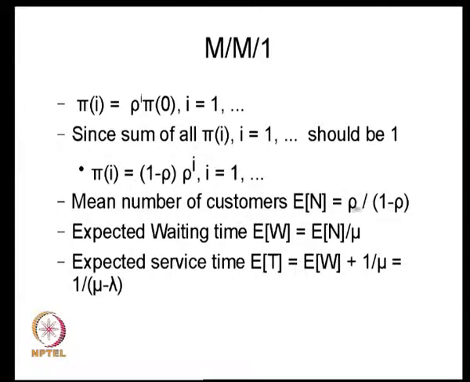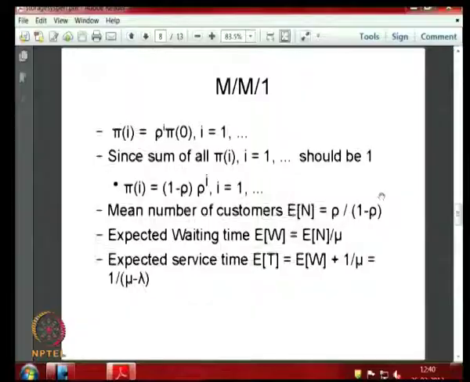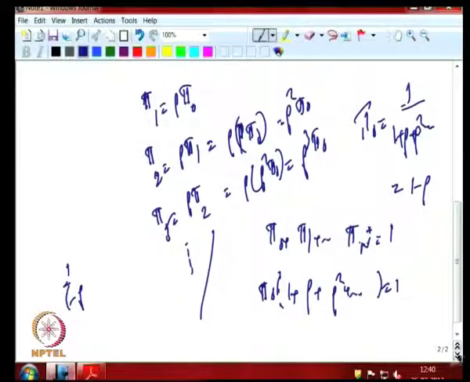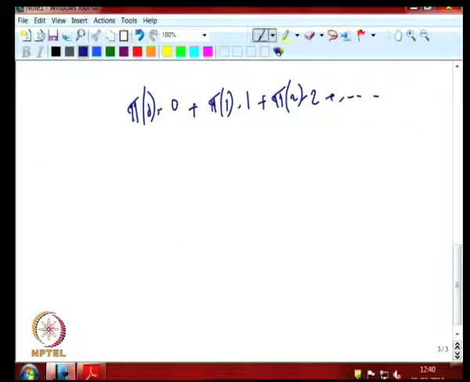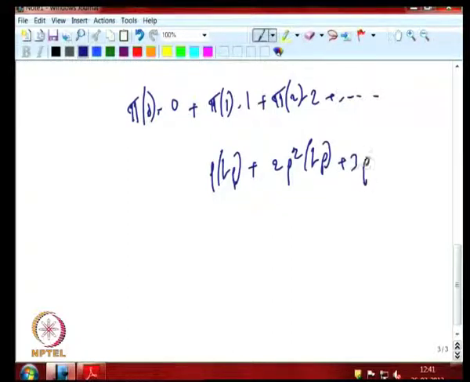And you can also compute the mean number of customers. How will you find the mean number of customers? Let us say the probability of 0 customers being there is pi of 0 multiplied by 0, plus the probability of only one customer is pi 1 multiplied by 1, pi of 2 into 2, etc. Pi 0 into 0 is 0, that's gone, and pi 1 is rho times pi 0, so it is rho into 1 minus rho plus 2 into rho square 1 minus rho, 3 rho cube 1 minus rho, etc., okay.